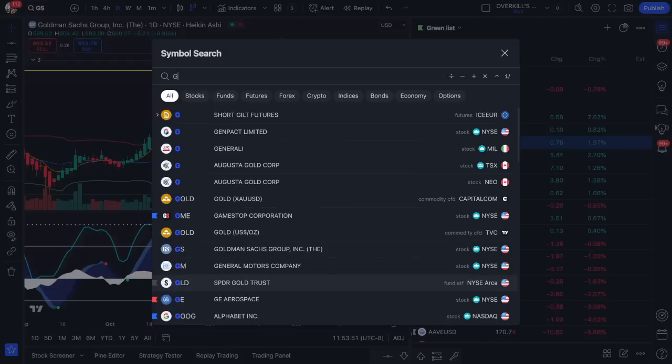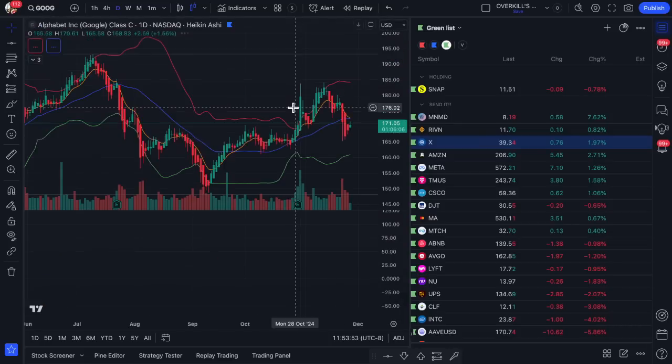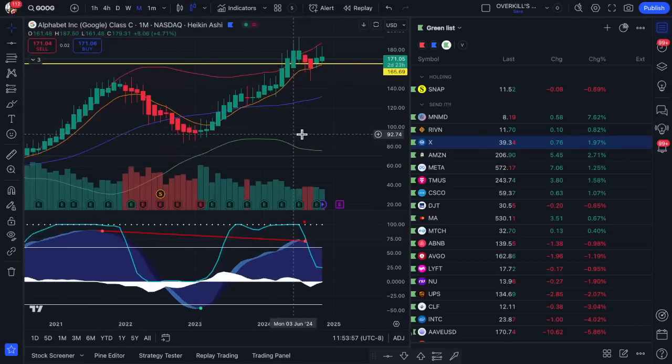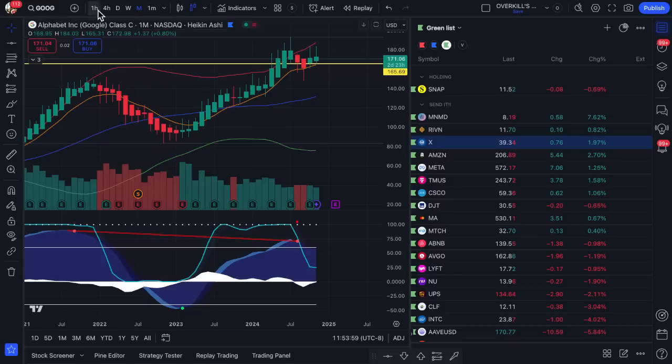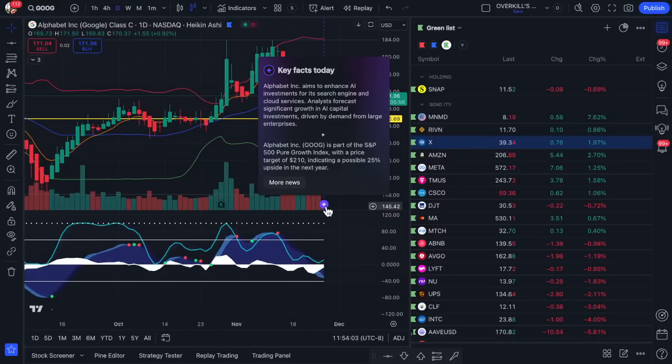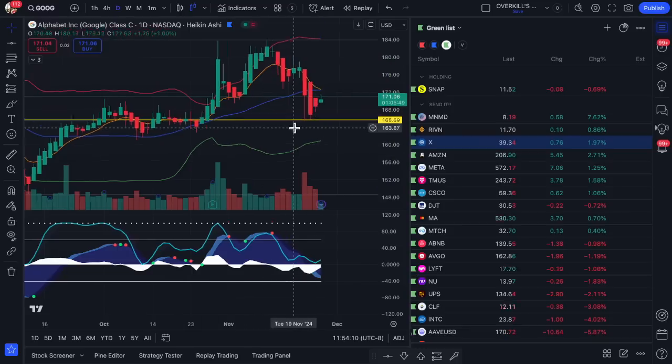Google. Google's trying to reverse here. You got a nice reversal candle. The monthly, it's looking pretty weak. I heard they were under investigation or something. AI investments. Price target at 210. They're raising the price target at 210.